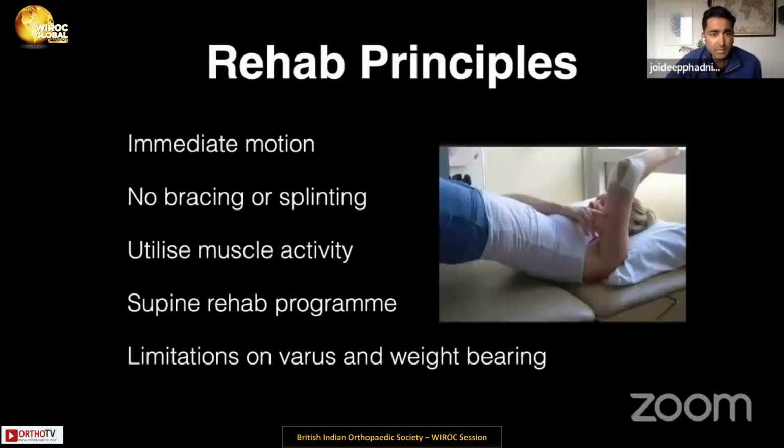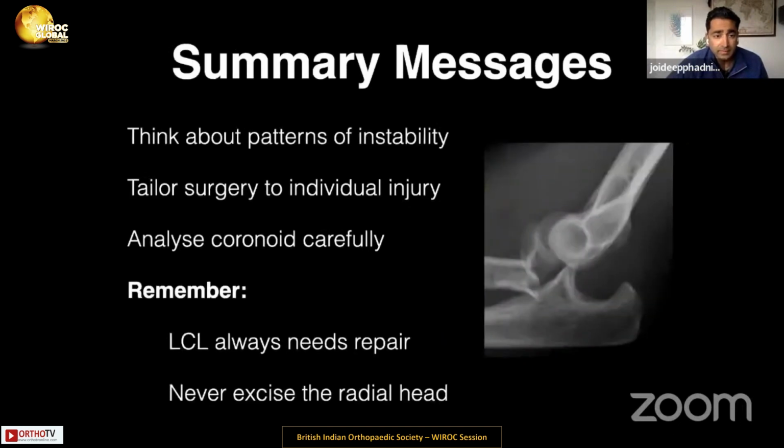How do we rehab these patients? Well, all the things we've talked about should allow immediate motion. So we should be fixing or replacing the elbow in order to allow immediate active motion. I do protect the patients and stop them from putting rotational torque through the elbow and various forces, but I don't tend to use any bracing or splinting. A supine rehab program that utilizes gravity to compress the joint, and early active movement to utilize the dynamic stability of their muscles, is what we are after.